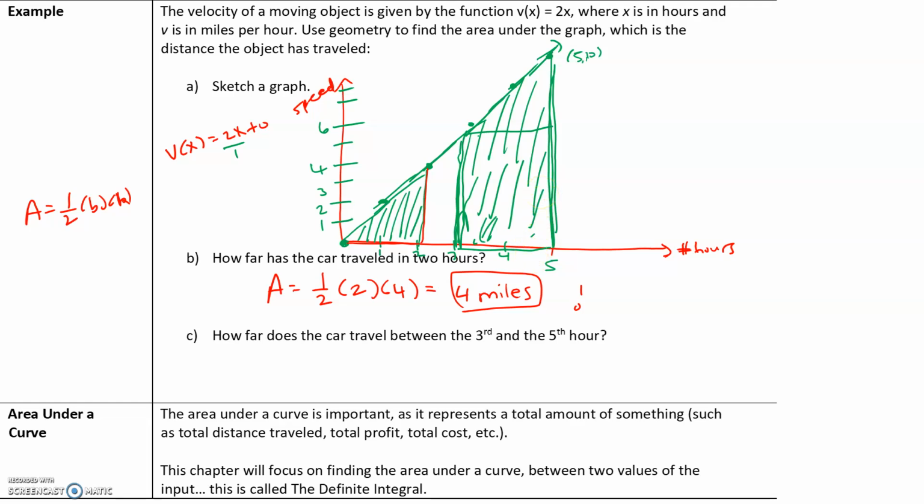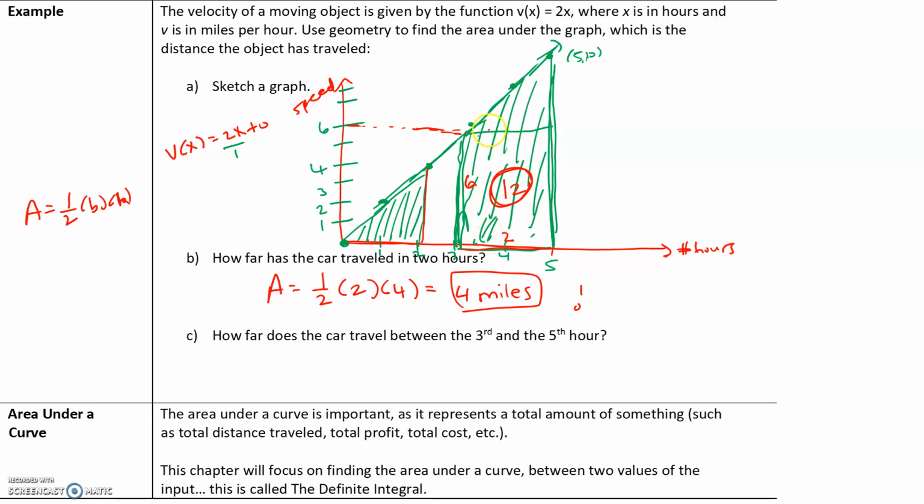So first, let's find the area of the rectangle. At 3, the speed is, if you go over here, 6 miles an hour. So this height is going to be 6. And we want to find how far a car travels between the third and the fifth hour. So the base here is going to be 3, 4, 5. That's going to be 2. If you multiply 6 times 2, then this area is going to be 12. So it's traveled 12 miles in this little part.